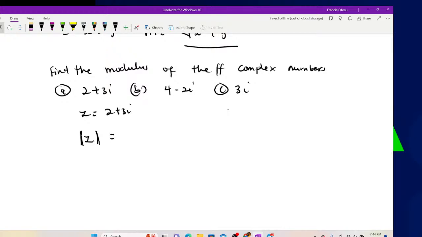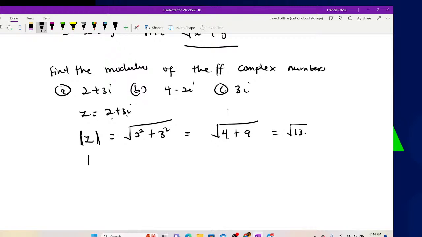So these 2 bars, when you see them around a complex number, mean that we are finding the modulus of that particular complex number. So this is simply equal to the square root of my real part, which is 2 squared, plus the imaginary part 3 squared. And finally, I'll get the square root of 4 plus 9, giving me square root of 13.